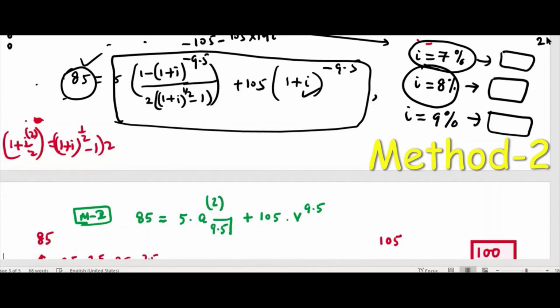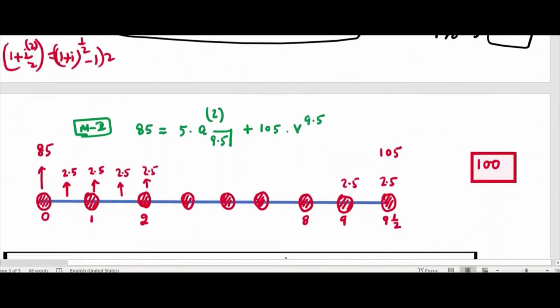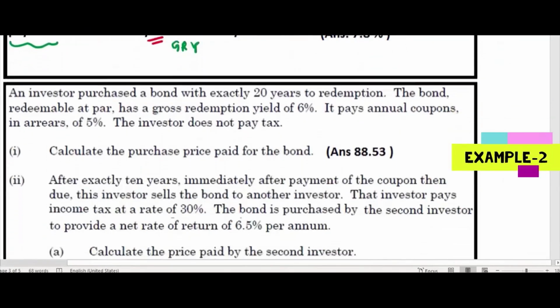So you can take any two here, these two or these two. Make sure that the two values are this way. One is more than 85, one is less than 85. You apply this one and do yourself and try to get the answer. Let's go to the second one, which is very important.